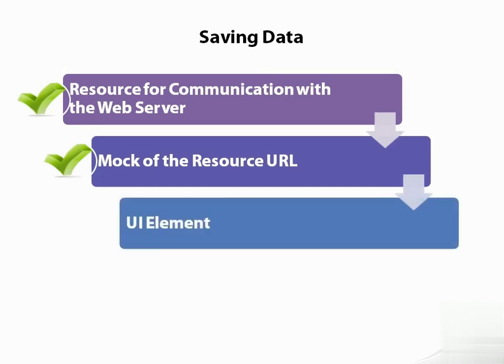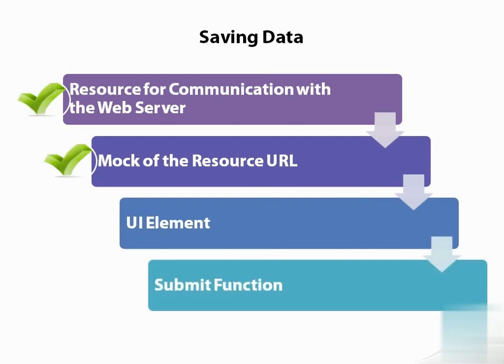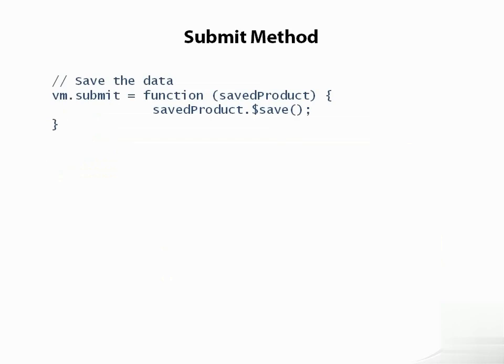We do need some UI element for the user to click to perform the save operation. And we need a submit function to execute when the user clicks the save. What would the submit function look like? If you recall from our data module earlier in this course, we are using a resource service to communicate with the web server. The resource service provides a $save method on the objects returned from the server. So all we need to do is call the $save method on the product to be saved. That's it. Let's do that now.